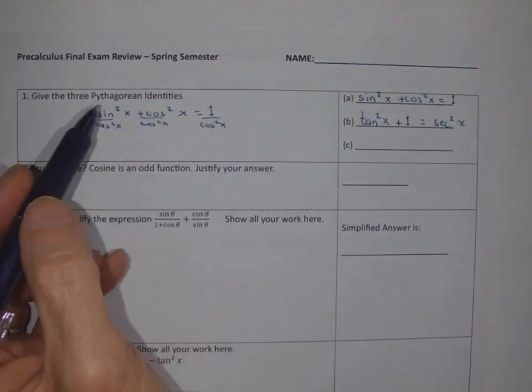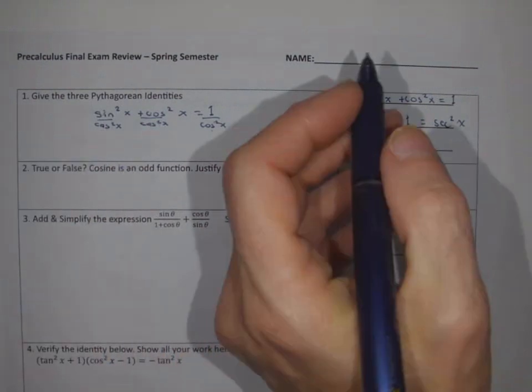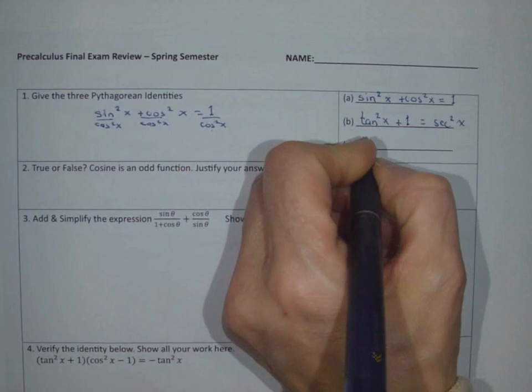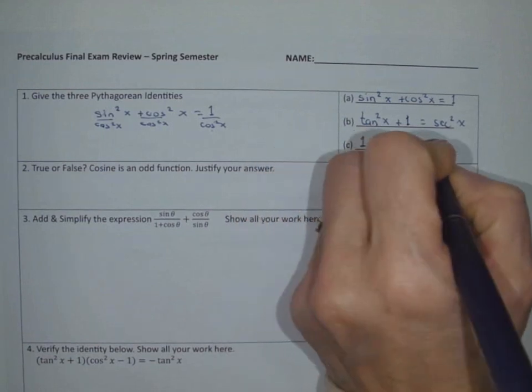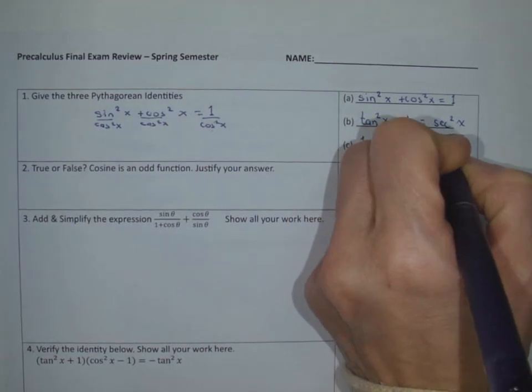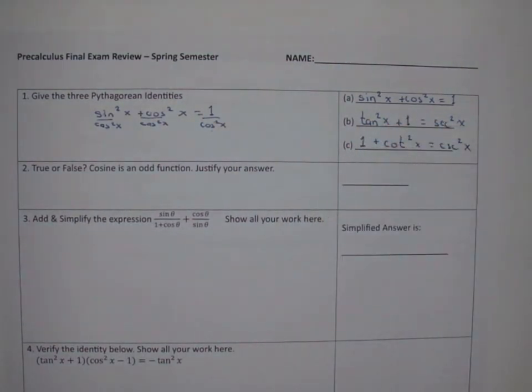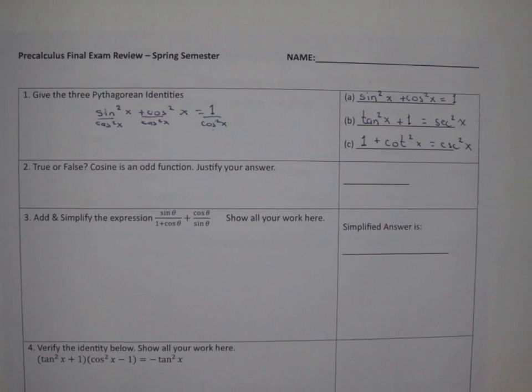And then the third one is, instead of dividing through by a cosine, we will divide through by a sine. And then that will give us a 1 here, and it will be plus cotangent squared of x, and that will be equal to the cosecant squared of x. Okay, so your 3 Pythagorean identities, you need to know those.